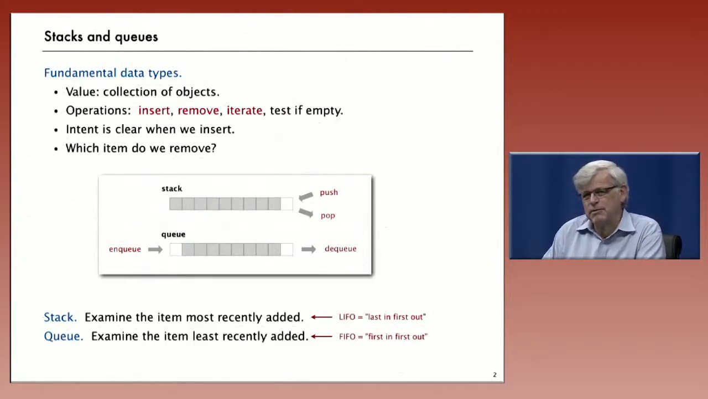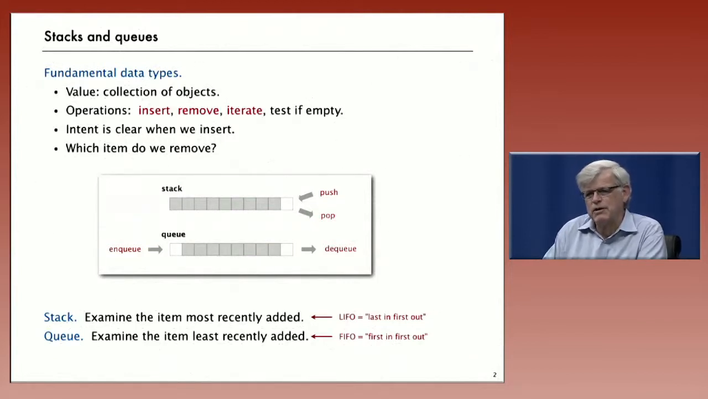We want to add something to the collection, maybe remove something from the collection, and iterate through the objects in the collection, performing some operation on them, and of course test if it's empty. Now for most of these, the intent is very clear. The key is, when it comes to removing an item, which item do we remove? The two fundamental classic data structures for this, the stack and the queue, differ in the way in which the item to be removed is chosen.